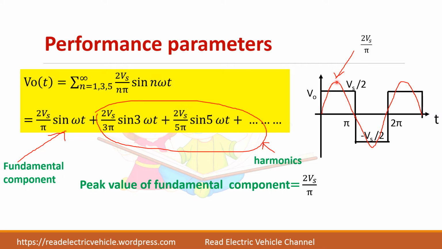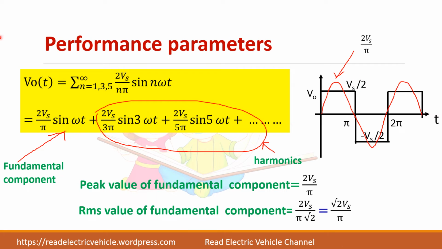So this magnitude is 2Vs by pi, but the square wave magnitude is Vs by 2. So the fundamental component magnitude will be greater than the square wave magnitude. That's why we draw the sine wave greater than the square wave. And if you see the RMS value of the fundamental component, Vrms is equal to Vm by root 2. So this is the peak value divided by root 2, that will give you root 2 Vs by pi.